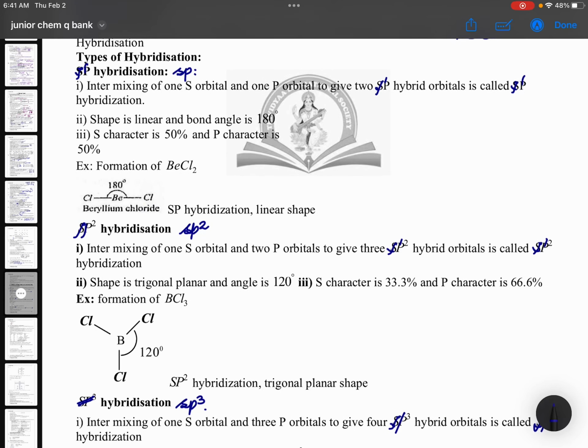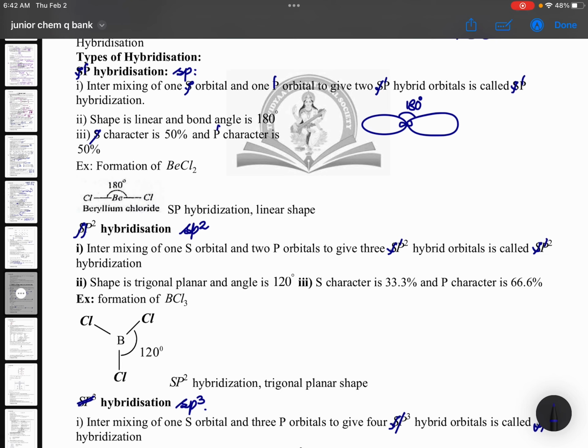Types of hybridization. sp hybridization: intermixing of one s orbital and one p orbital to give two sp hybrid orbitals is called sp hybridization. Shape is linear and bond angle is 180 degrees, meaning one orbital like this, second orbital like this, and between them the angle is 180 degrees. S character is 50% and p character is 50%.